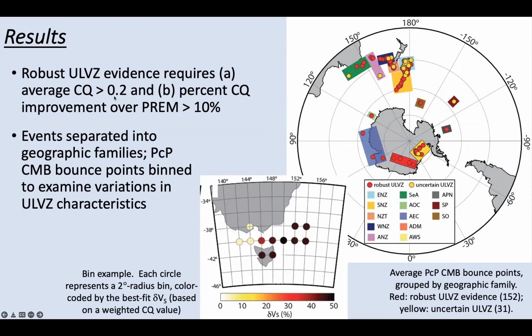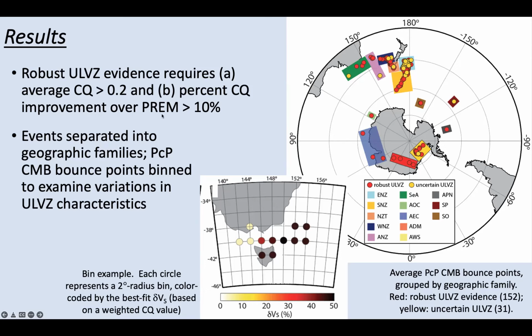I know that doesn't sound like a lot, but both the CCC, the cross-correlation coefficient, and goodness of fit values that go into computing CQ are both less than 1. So when you multiply two little numbers together, you get a really little number. And so actually a fit of 0.2 is pretty high.